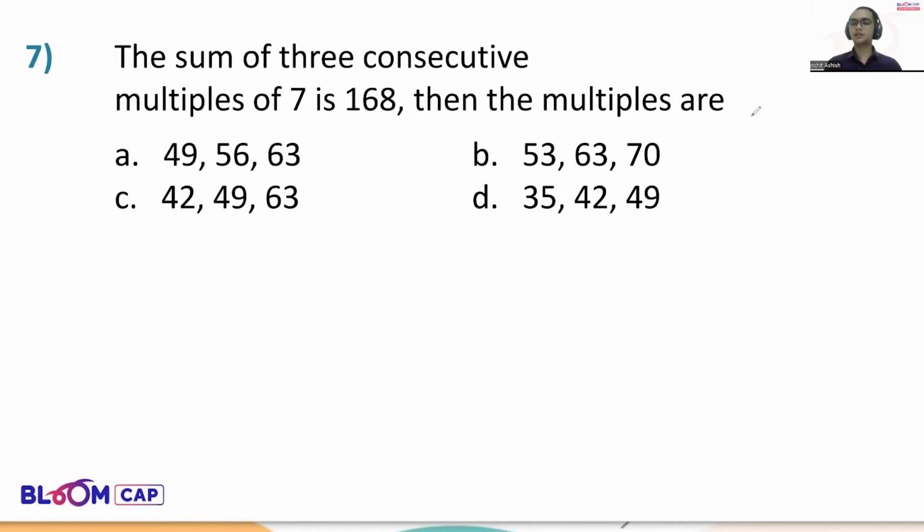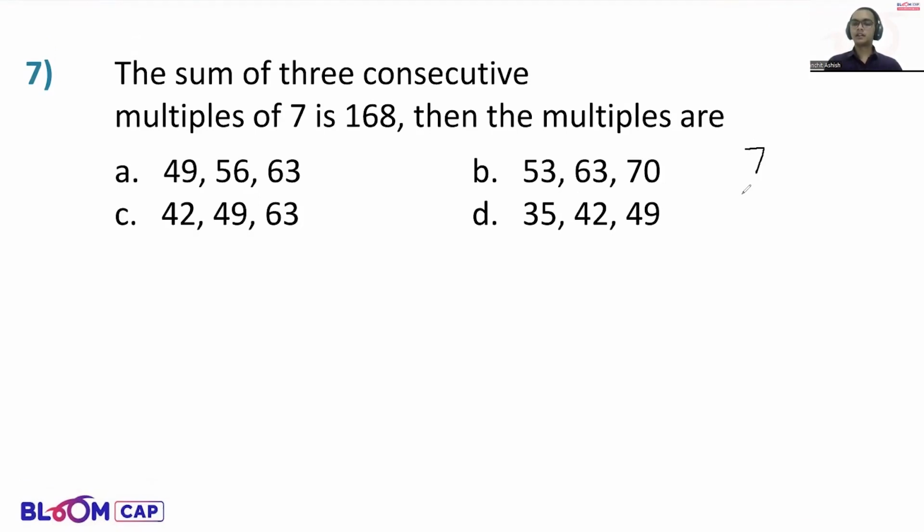Suppose, what is the first multiple of 7? 7 times 1 is 7. Second is 14. 7 times 3 is 21. What is the gap between these? Plus 7, right? And between 7 and 21, what is it? 14, isn't it? So let's write three consecutive multiples of 7.